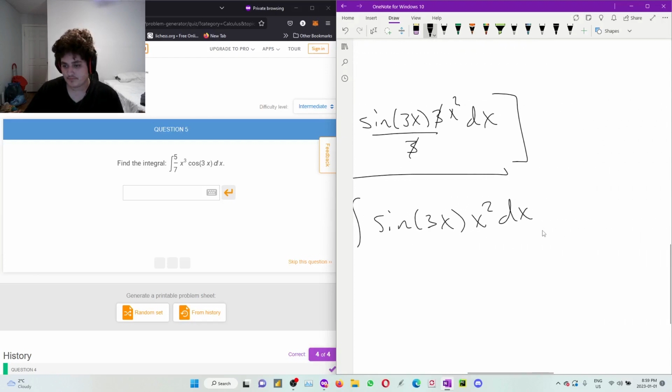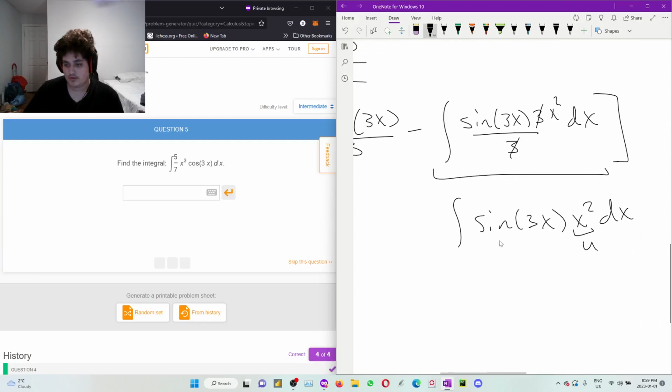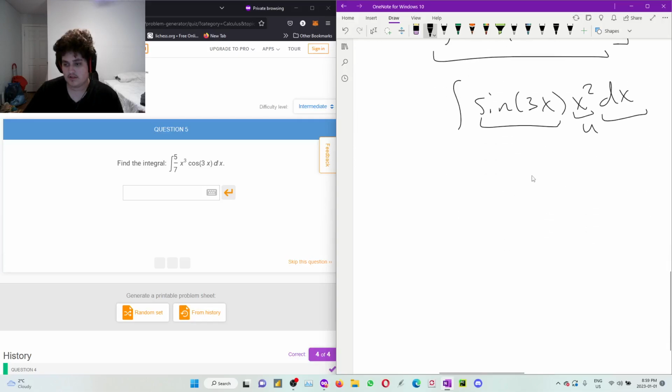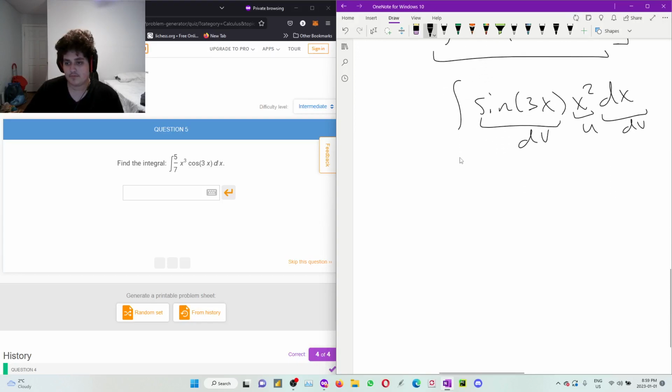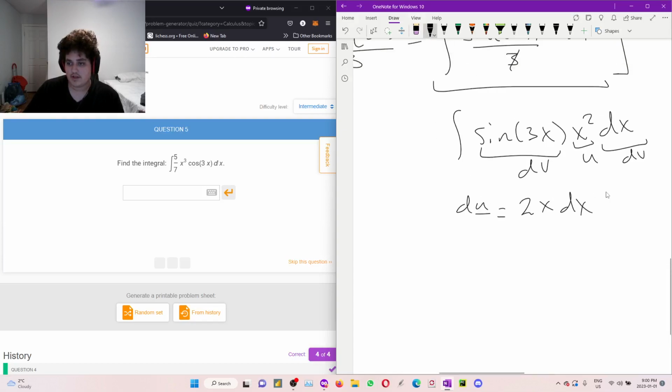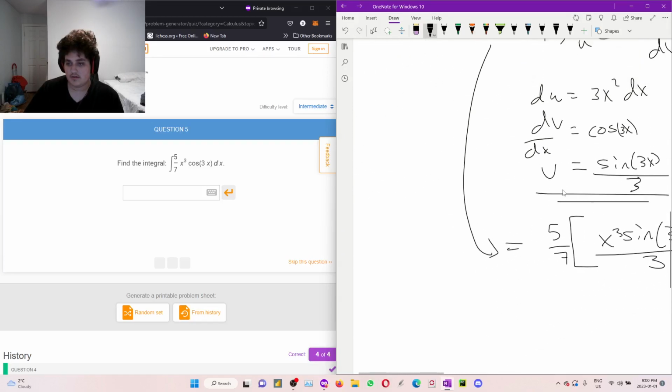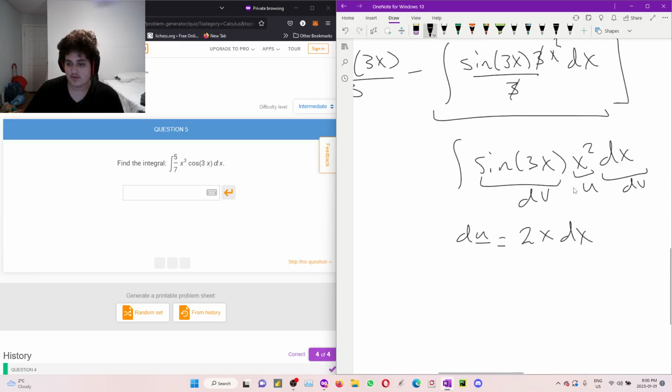Again, same idea. These are going to be our dv. So we have du by dx equals 2x. Sorry, just du equals 2x dx. Just like before we had du equals 3x squared dx, now we have 2x dx.